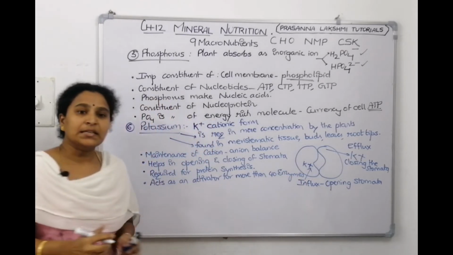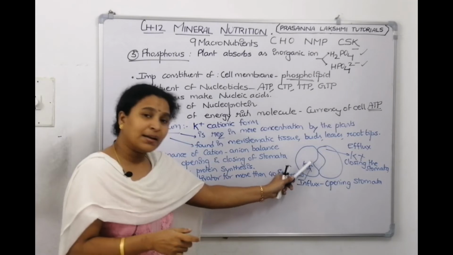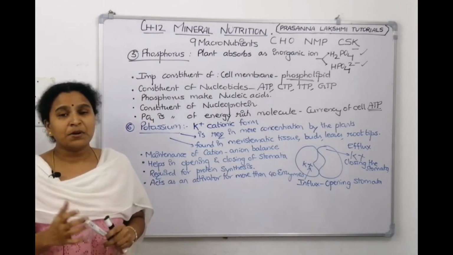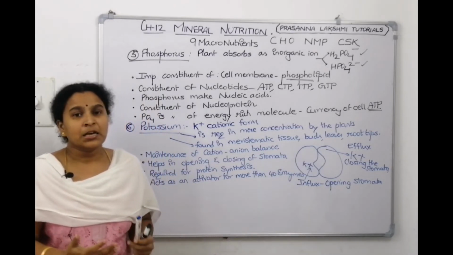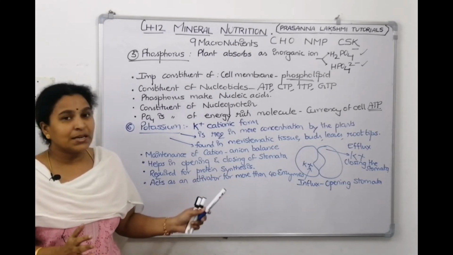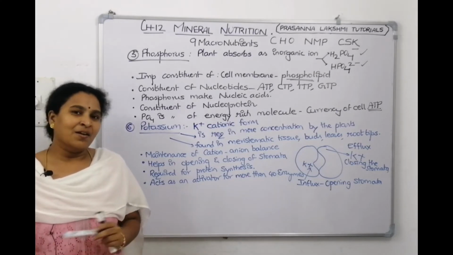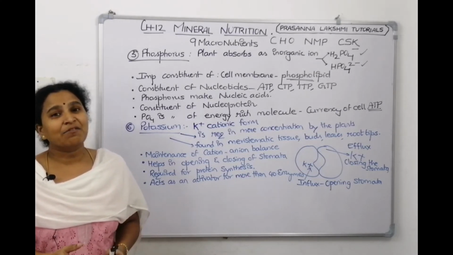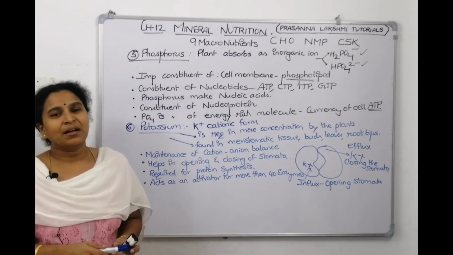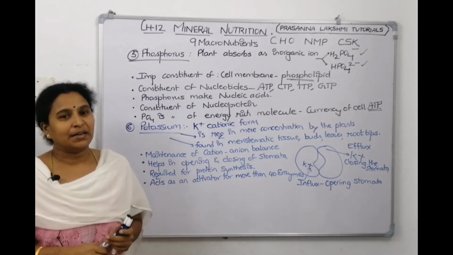So, K plus acts as an activator. And when the K plus particles are coming into the guard cells, it means solute came into the guard cells. When solute comes, water follows, right? When water also comes inside, what happens to the guard cell? Water came, solute came, the guard cell will become turgid. It will swell up. So, it's the turgidity of the guard cells which helps them to open the stomata, right?